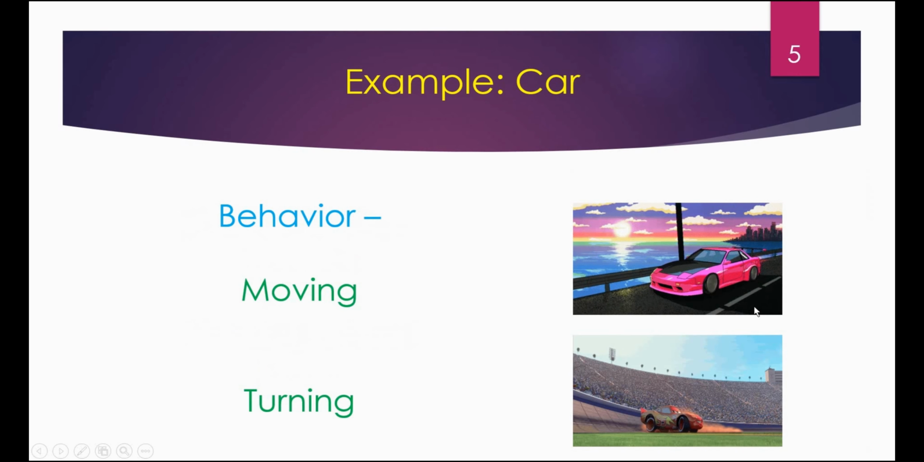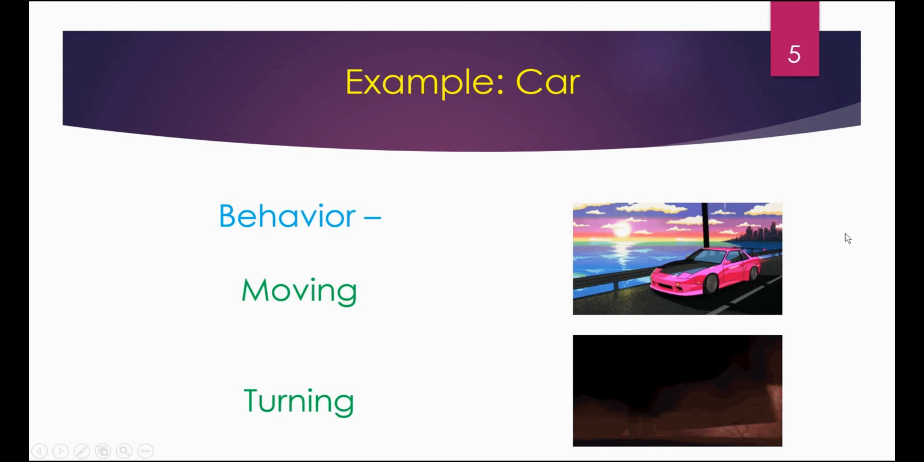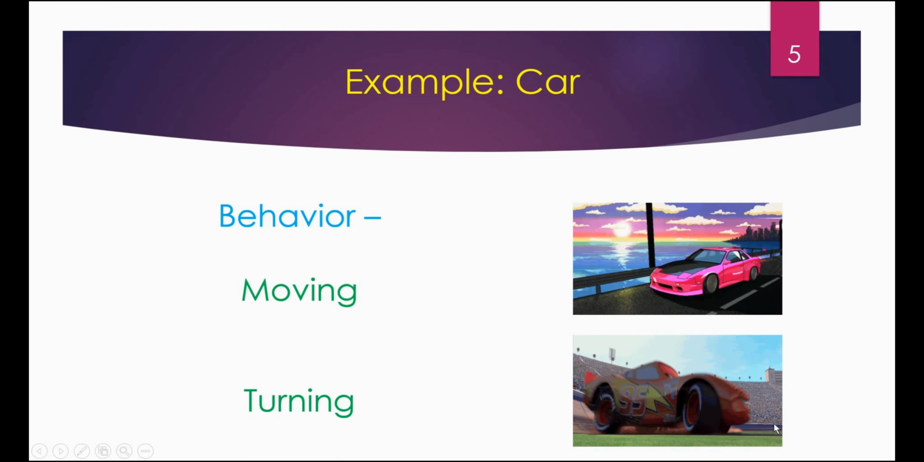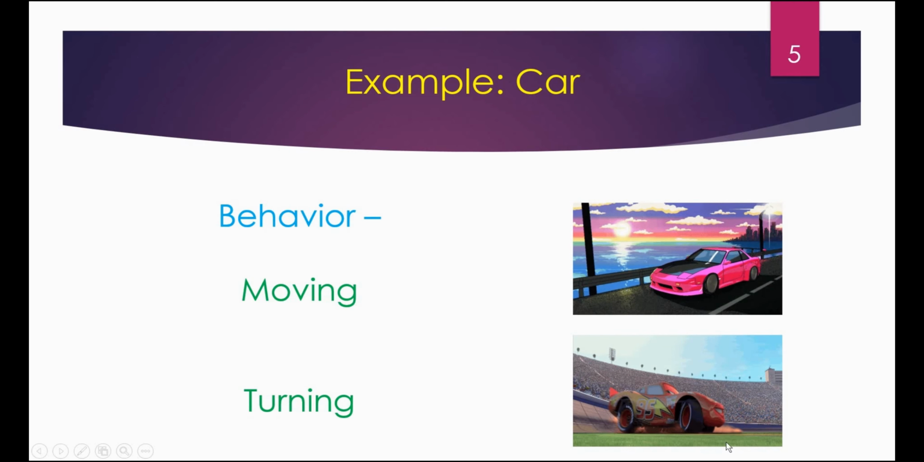And the behavior of our object car is that it is moving. It can move forwards and backwards or turn. We have Lightning McQueen again, and this time he is drifting. So the behavior can be drifting, turning left, right, or moving forwards and backwards.